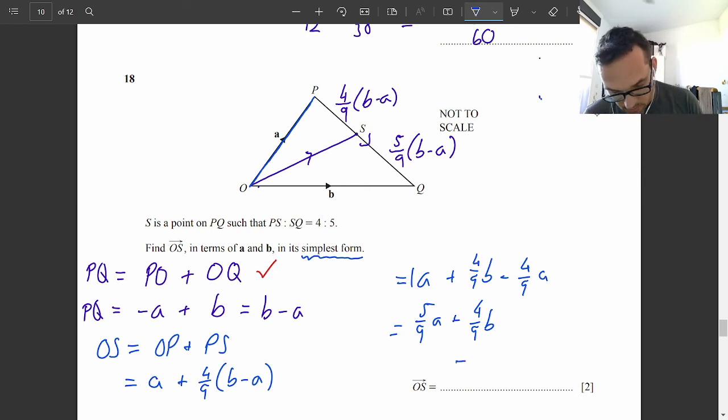Let's write it on the line. 5/9 A. Don't leave anything out and lose a mark at the last moment. Plus 4/9 B. And you've done it.